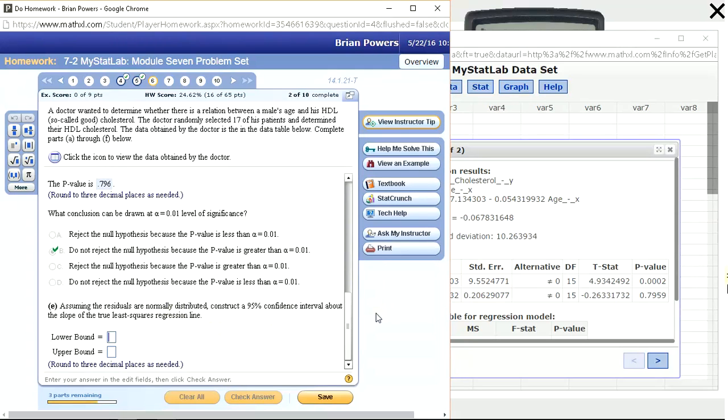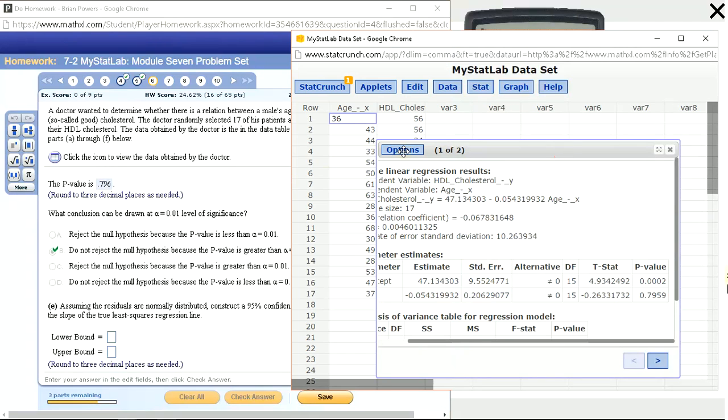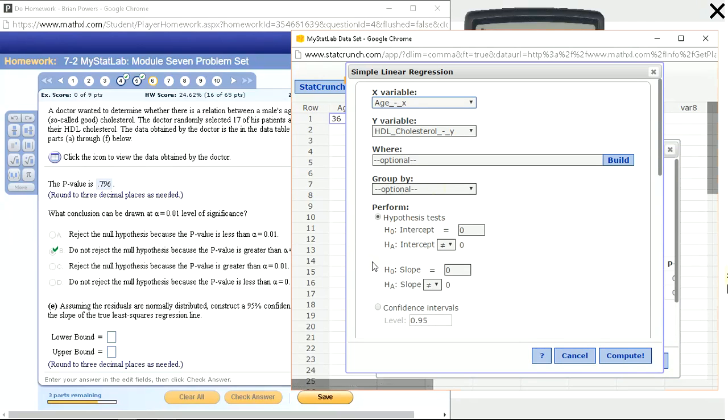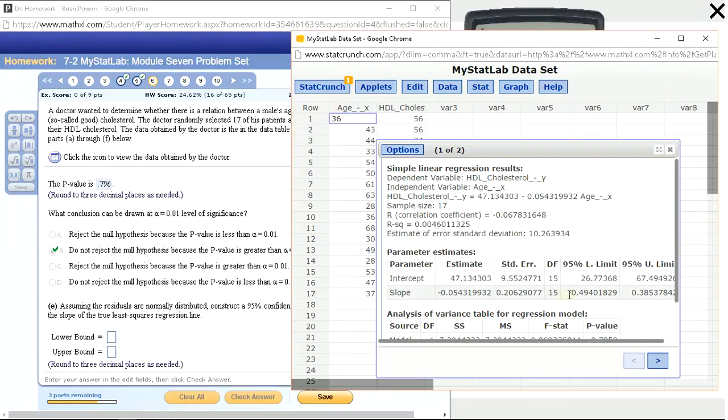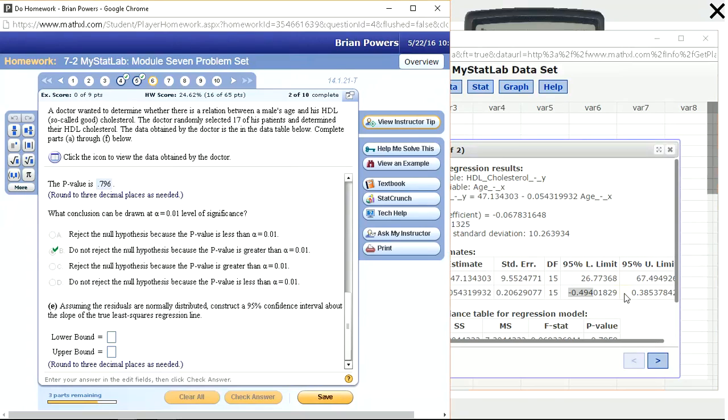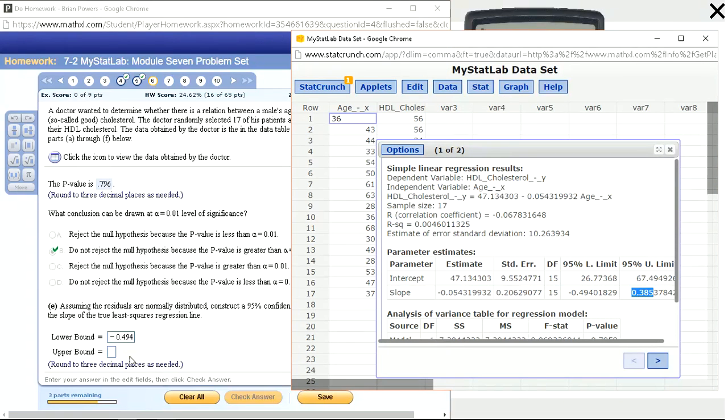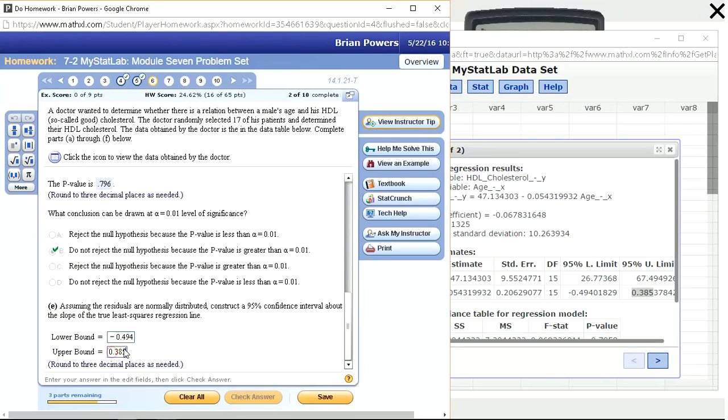Okay, let's do the confidence intervals. Remember, we go to the options, edit, and change from hypothesis test to confidence interval, 95% confidence interval. That's all we need. For the slope, we have our lower bound, 3 decimal places, and upper bound, 0.385. So this is a great example where this confidence interval spans 0, and so we couldn't say with 95% confidence that the slope isn't 0, right?